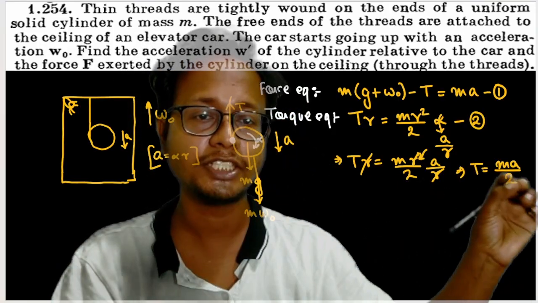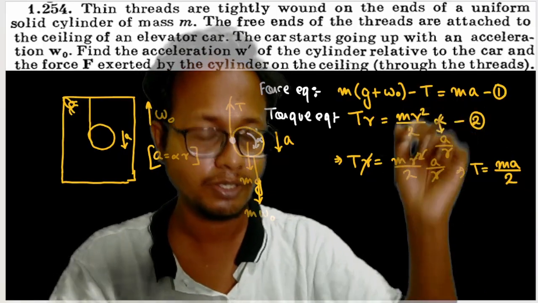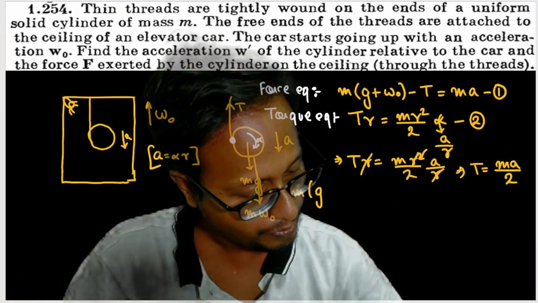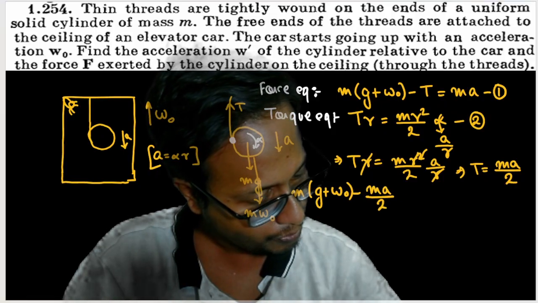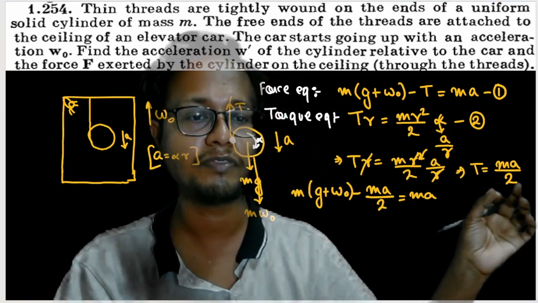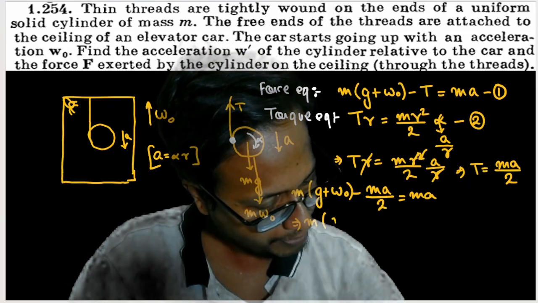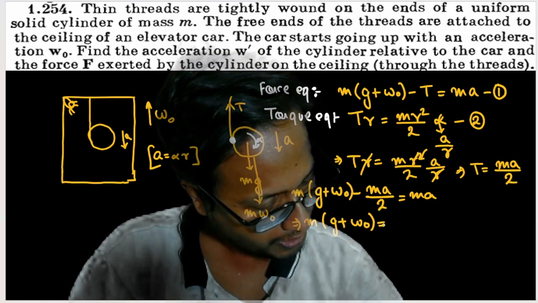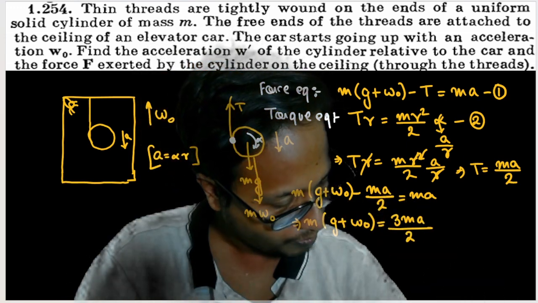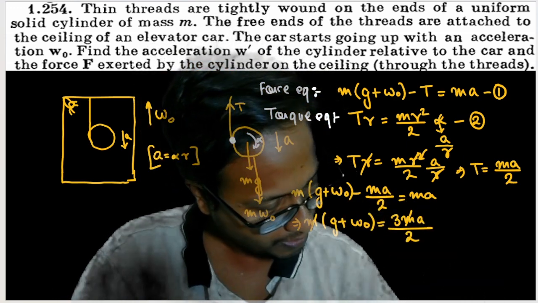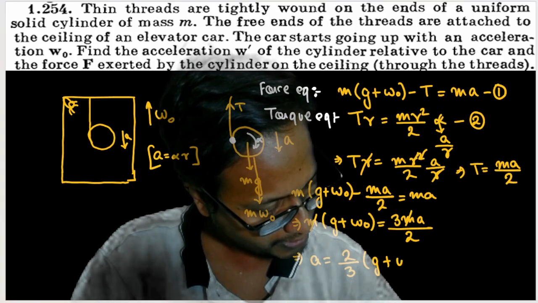If I substitute the value of tension force out here, I'll get the value of acceleration. So what do I get? m into g plus omega naught minus ma by 2 is equal to ma. I just substitute the value of tension force out here. Or m into g plus omega naught is equal to ma plus ma by 2. This is nothing but 3ma by 2. m and m would get cancelled, or acceleration would be 2 by 3 g plus omega naught.